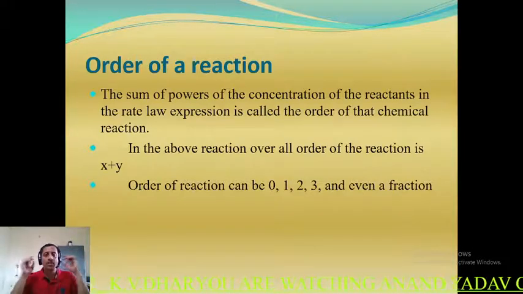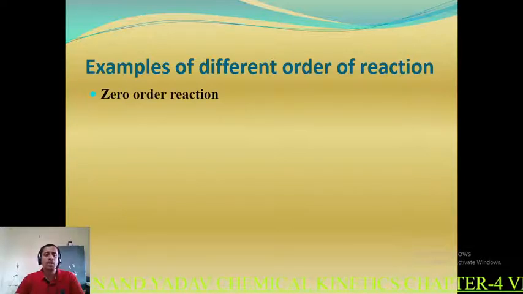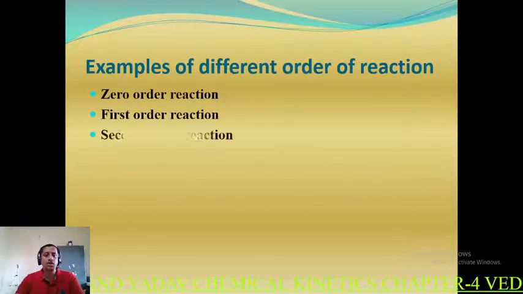What is the order of reaction? The order of reaction is the sum of powers of concentration of the reactants in the rate law expression. In the above reaction, that means in the previous slide, you have seen that X and Y are the powers. So X plus Y is called the order of the reaction. Order of reaction can be 0, 1, 2, 3, even a fractional order, and there is another term, pseudo order reaction. Different orders of reaction are zero order, first order, second order.